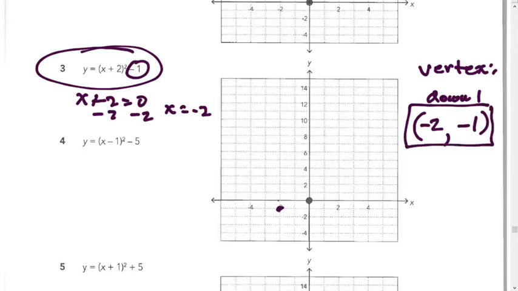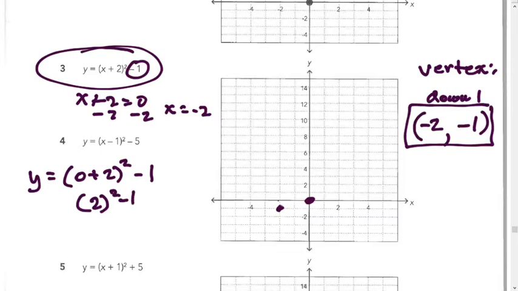Now, we need at least one more point in order to graph this parabola. So let's just choose 0, just because it's super easy to use. Now that I put a dot on the origin, that doesn't mean that's where it's going to be. I'm just saying we're going to use 0. So 0 plus 2 squared minus 1 gives us 2 squared minus 1. 4 minus 1 is 3. So if x is 0, then y is 3. So 0, 3 is right there.